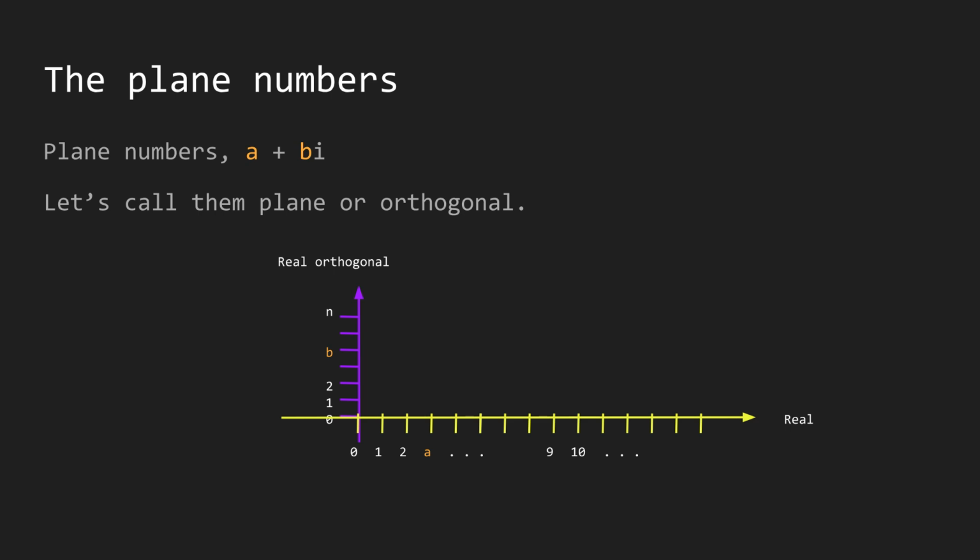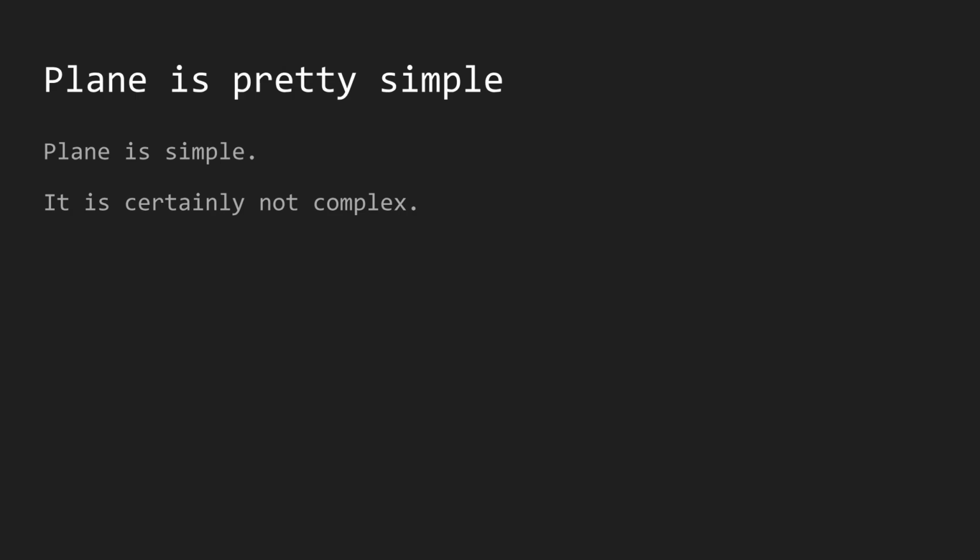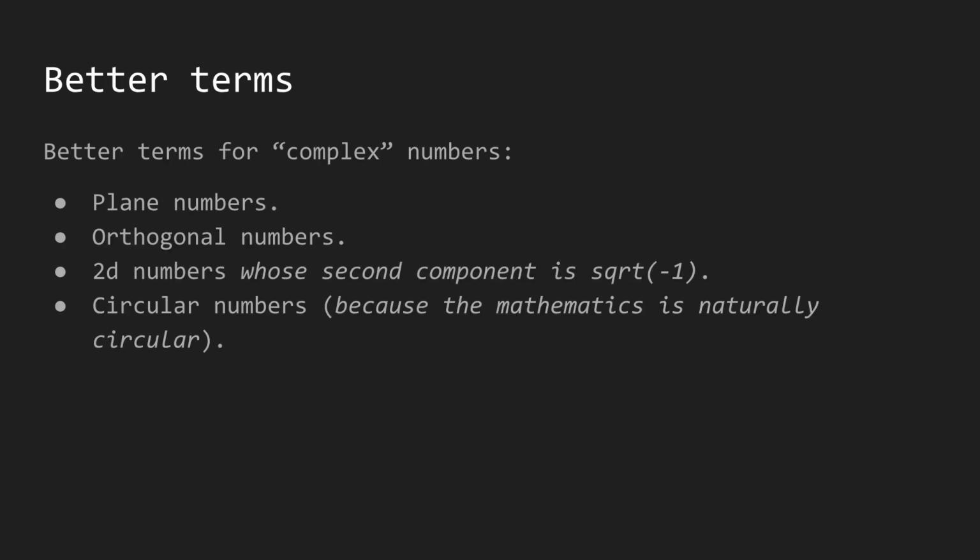These, quote, plane numbers, A plus BI, can also be called orthogonal numbers, as they exist on a plane defined by two perpendicular axes. The complex plane is simple. It is certainly not complex in the common sense of the word. Better terms include plane numbers, orthogonal numbers, 2D numbers with a second component of the square root of minus 1, or circular numbers due to their mathematical properties.